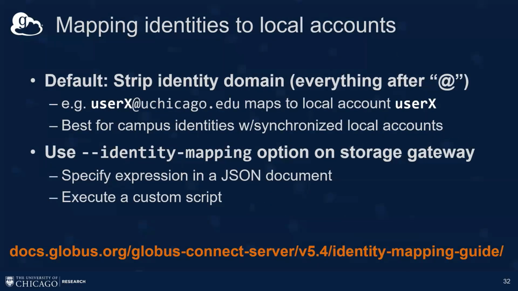Now, the mapping of identities to local accounts. If you don't configure anything, the default method is we strip everything after the @ sign. So whatever identity domain is removed, whatever is left is the username part. This is great for campus identities with synchronized local accounts, which a lot of places do have. But if you don't, that's no problem.